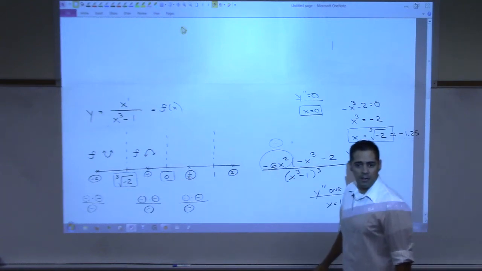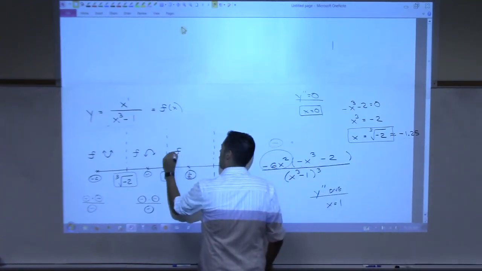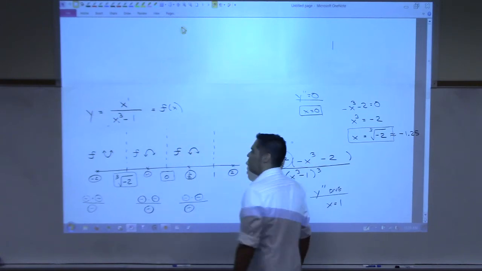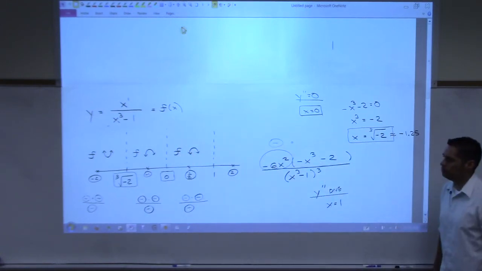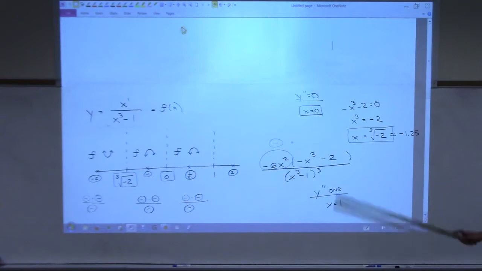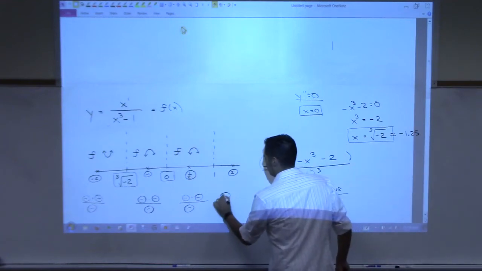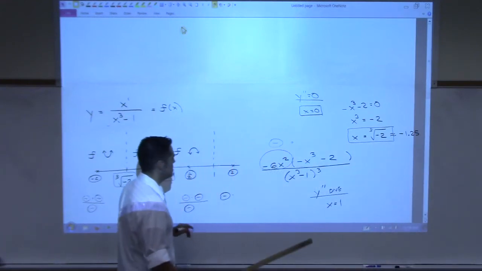It's down again, right? Concave down again. No inflection point there. And then 2, if you plug in 2, let's check it. What do we get? I'm going to check it. I don't trust that it's.